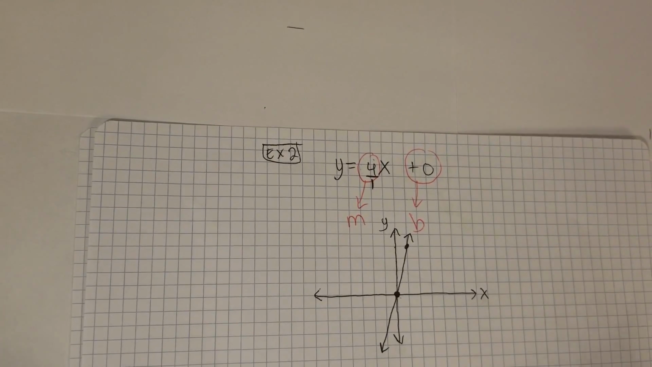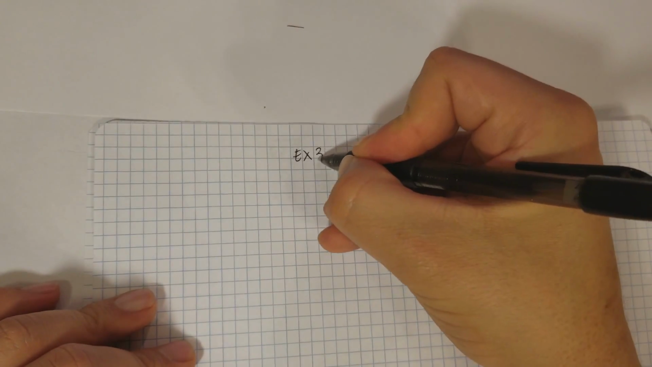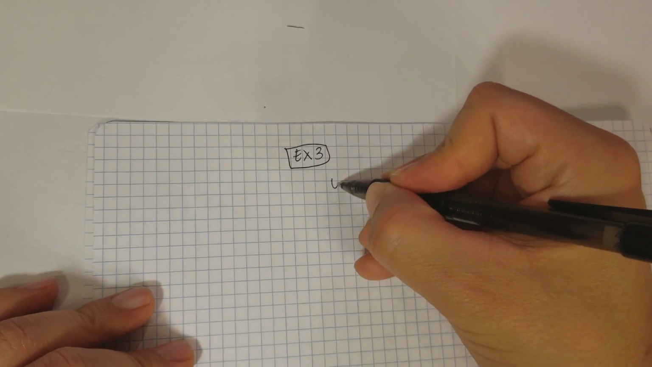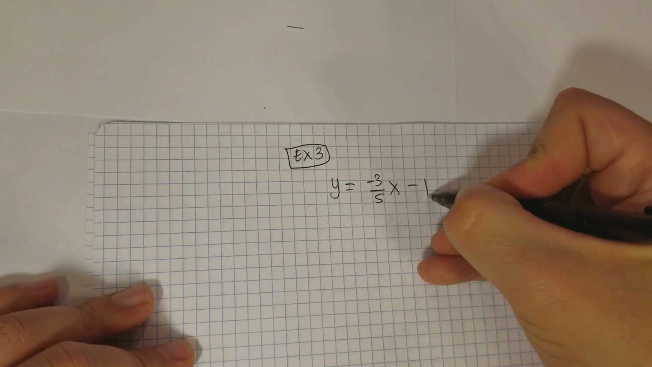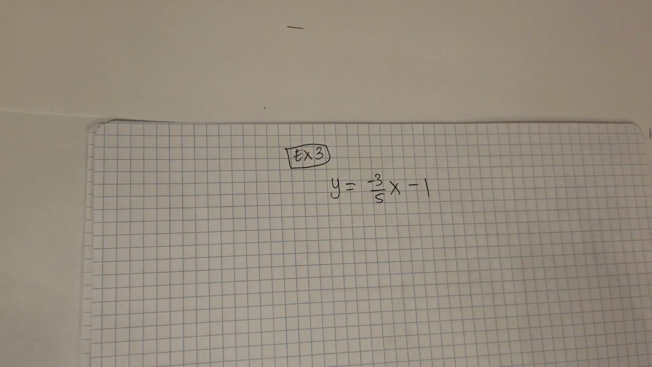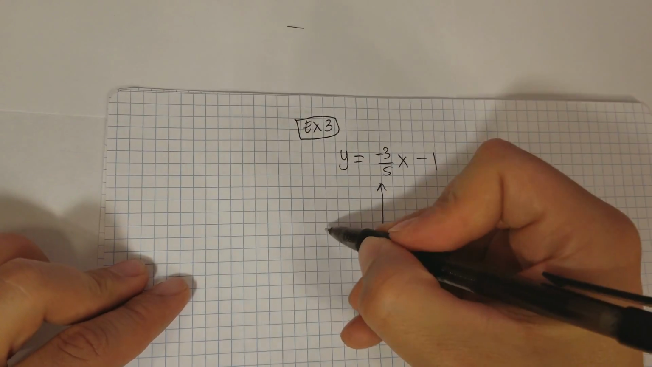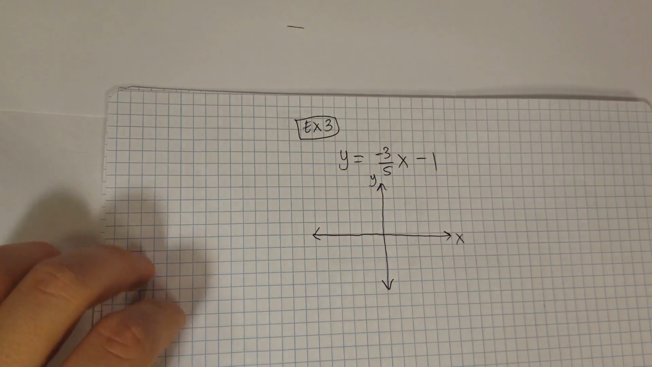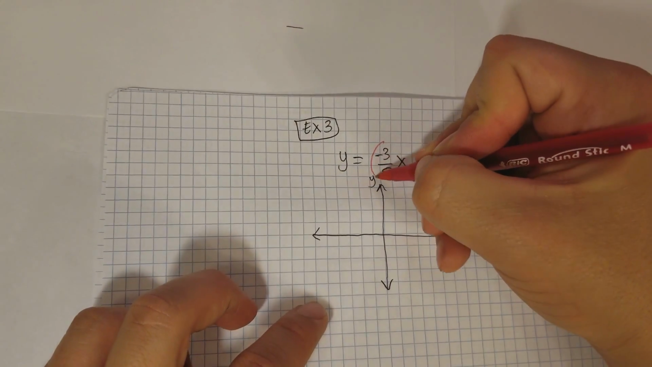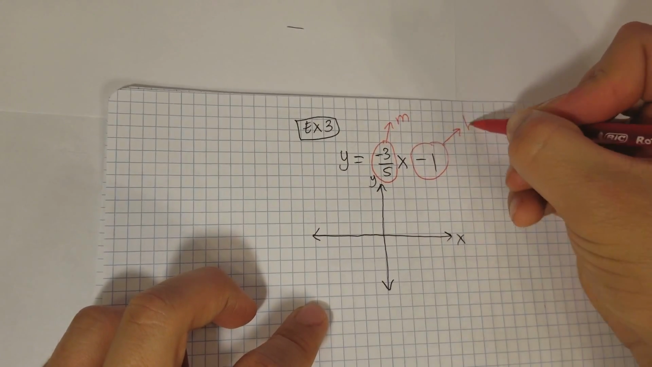Okay, let's do another example, example 3, and this will be the last one. Let's say you want to graph y equals -3 over 5x minus 1. So you want to graph that. We make our x and y axis. This is our y, this is our x. In this case, the negative 3 over 5 is in front of the x, so that's going to be our slope. The -1 is going to be our b, so that's where we start from.